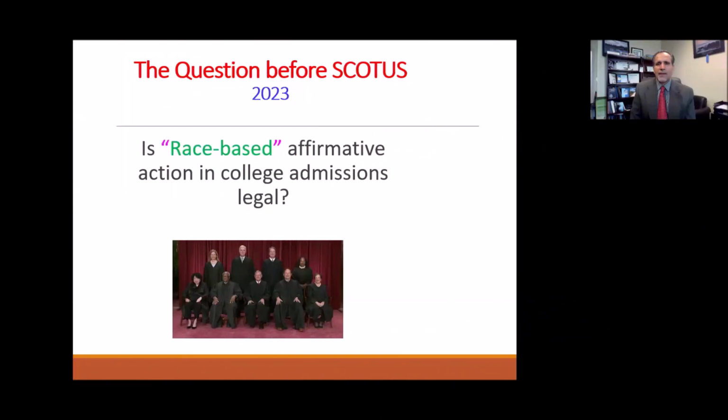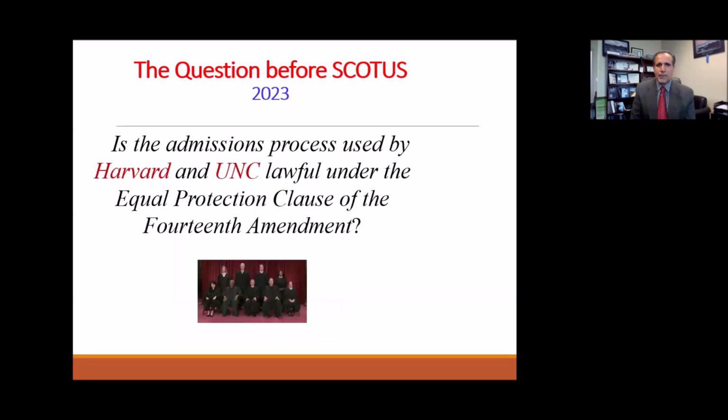With regards to affirmative action, in 2023, the Supreme Court of the United States actually had a very, very popular case that had been argued over the past 3 decades several times before. The question was, is race-based affirmative action in college admissions legal? This question had been answered positively in the past. However, in 2023, on June 30th, they made a very different decision this time.